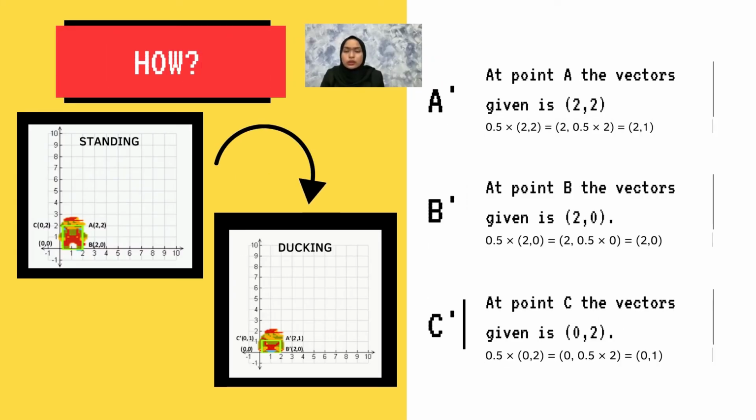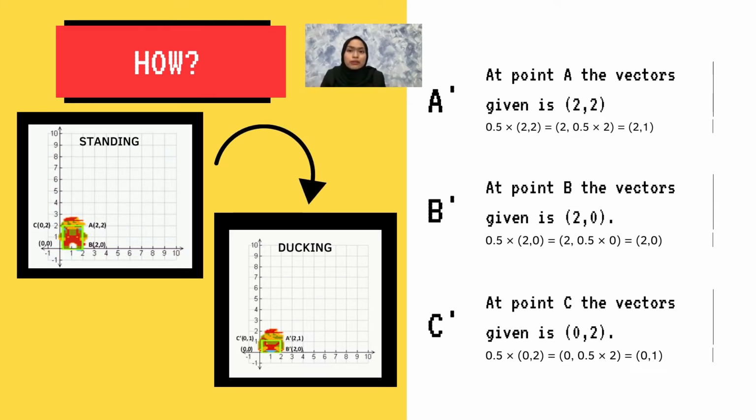Next, to calculate how Mario went from the standing position to the ducking position, we first let the scalar equal 0.5 and the origin become (0, 0). So at point A, as we can see in the diagram of Mario standing, the vector given is (2, 2).